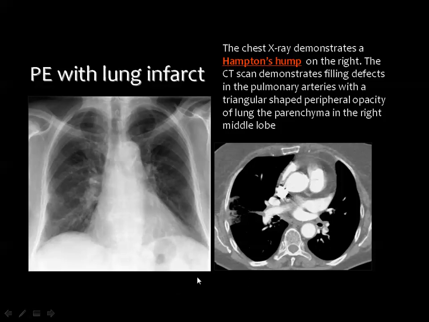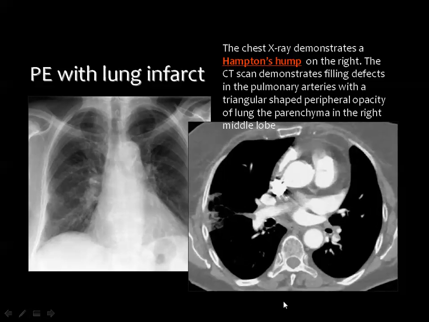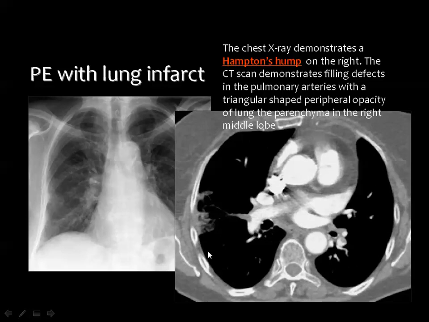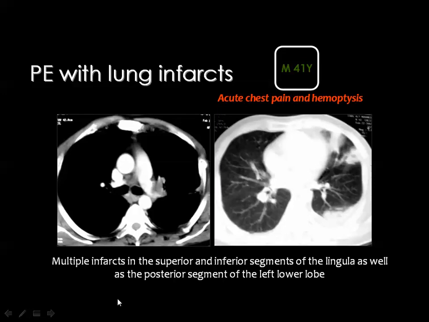Then if you look here, you can also see some prominence of the hilar shadow with peripheral attenuation of the lung markings, but the chest CT showed that this branch is occluded. There is no contrast material in this artery, and also you can see the corresponding opacity in the lung representing a pulmonary infarct.